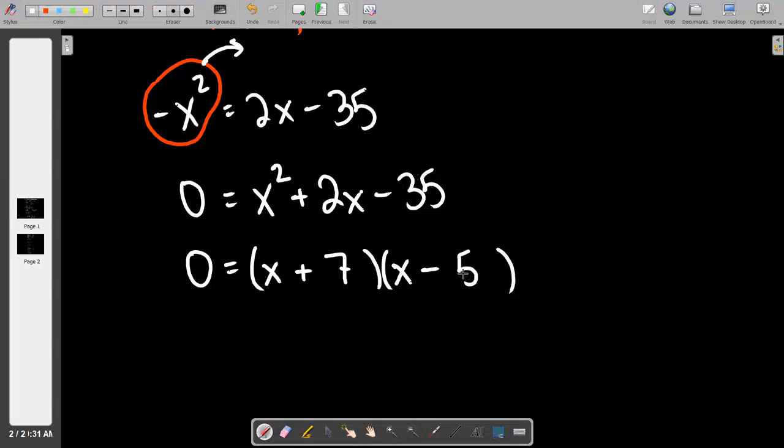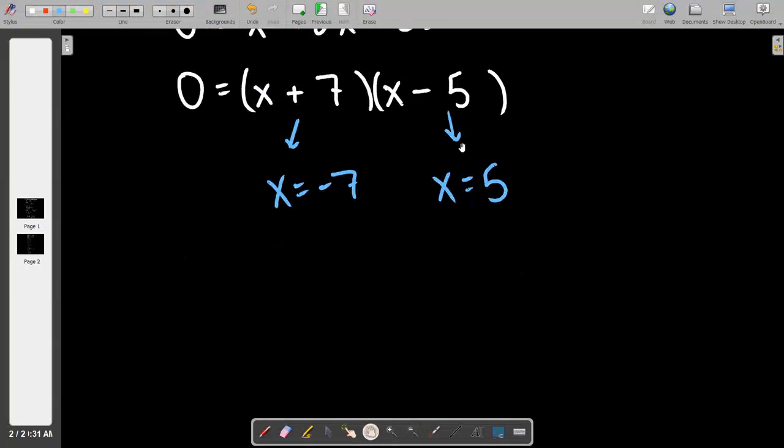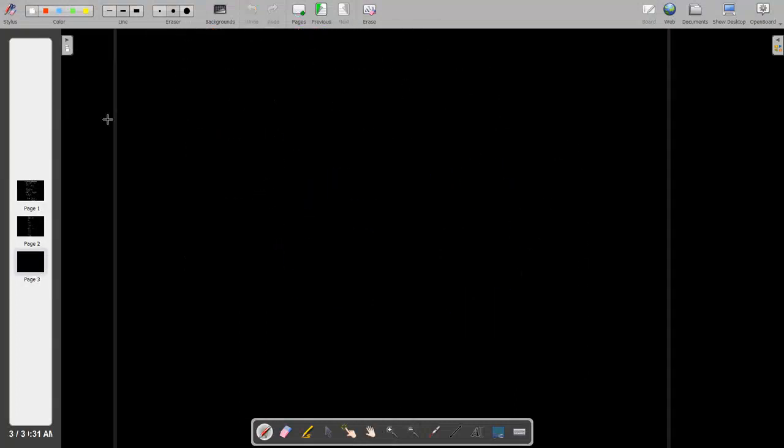And then remember, those are not solutions. Those are just called factors. So the solutions are x equals negative 7, x equals positive 5. Got it? How about this one?